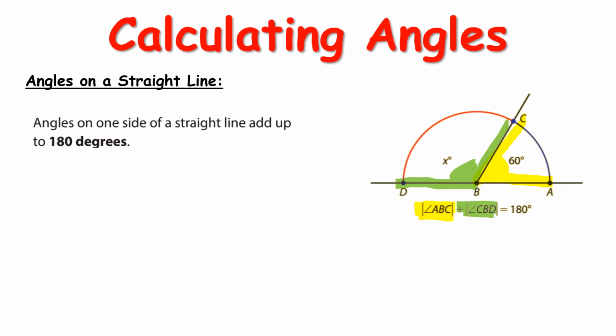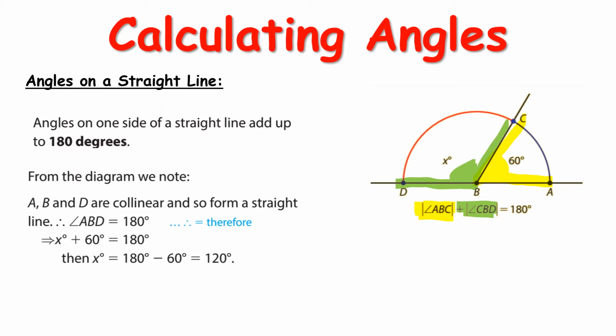So we have 60 degrees there, so we could work out what's left. We know that the whole thing adds to 180, and then we can figure out that if I have some number plus 60 equals 180, a bit of subtraction, and that's 180 minus 60, which is 120 degrees.